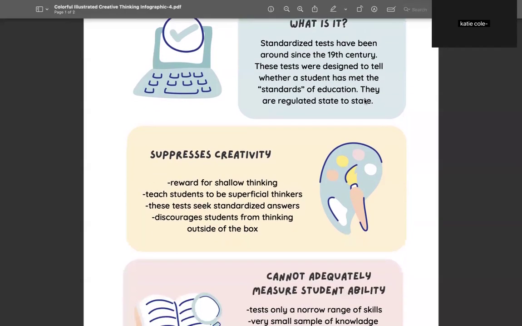So, the first way that I found that these tests can negatively affect students is that they can suppress creativity. These tests reward for shallow thinking, which can teach students to be superficial thinkers. And these tests also seek standardized answers, discouraging students from thinking outside of the box. So, these tests essentially teach students to be the same and not different, and they force students to conform to a rigid structure, which can suppress their natural curiosity and imagination, which are essential components of education.